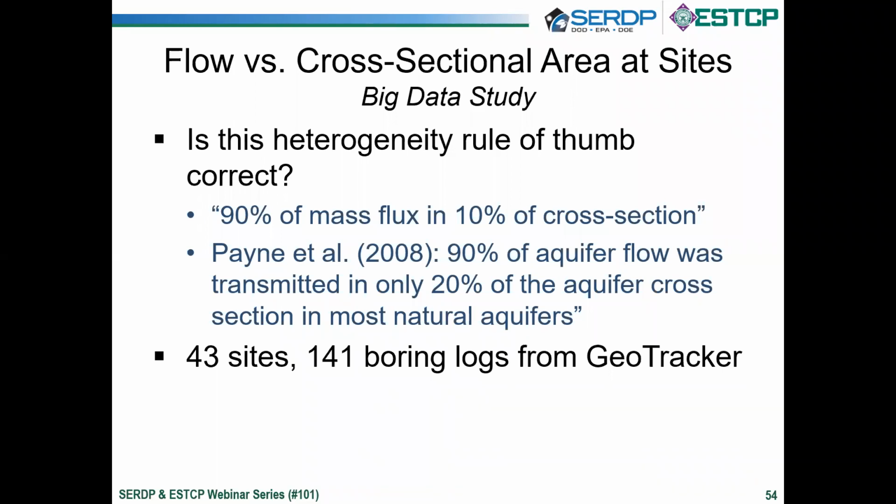For this particular study, we looked at different rules of thumb regarding groundwater flow. So for instance, Payne says 90% of the aquifer flow is transmitted in only 20% of the cross-sectional area. And we were interested in these rules because the idea was that if you could just clog up that key 20% of the cross-sectional area, you may be able to have a significant impact in reducing the groundwater flow. And so we looked at 43 sites from GeoTracker and analyzed 141 boring logs in total.